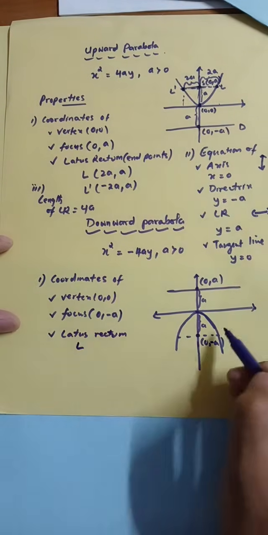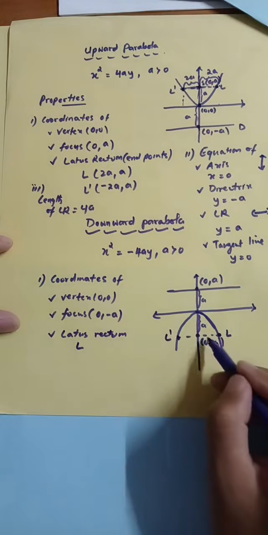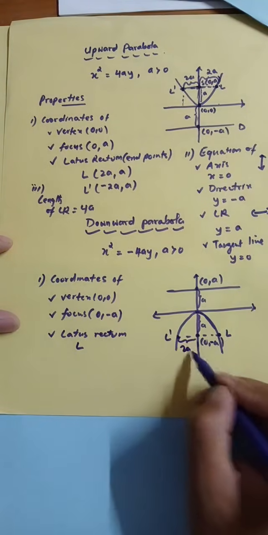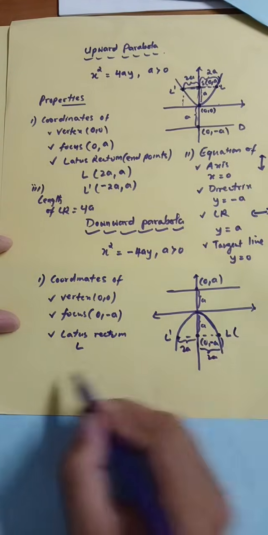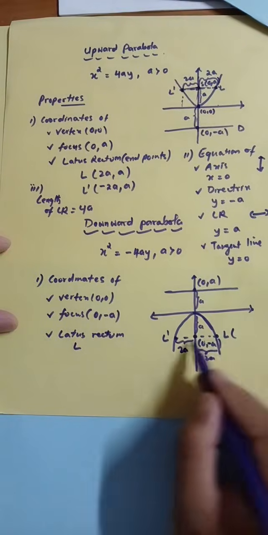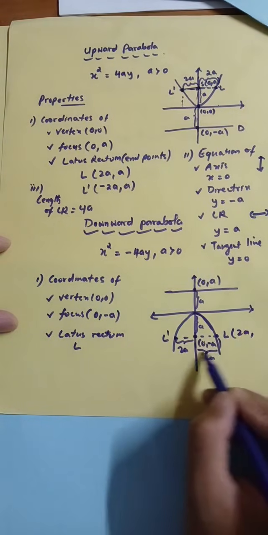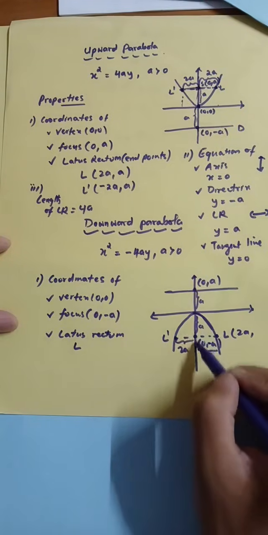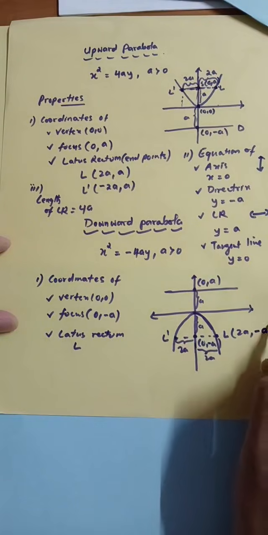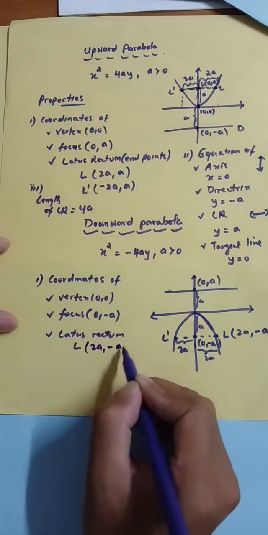So let me consider this one as L and this one as L prime. For L, the distance covered horizontally is 2a, towards the right. Then vertically, since it is below the x-axis, you'll have negative a. So the point is 2a comma negative a.